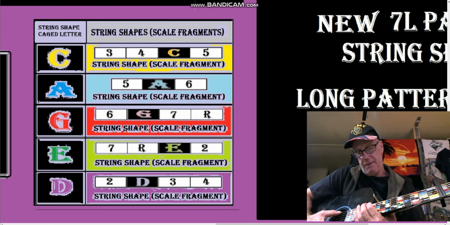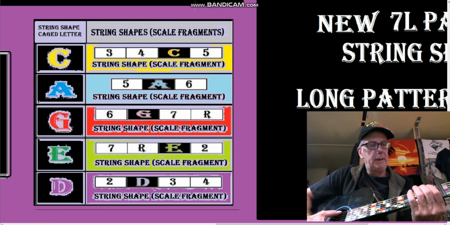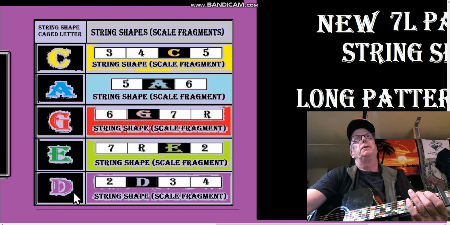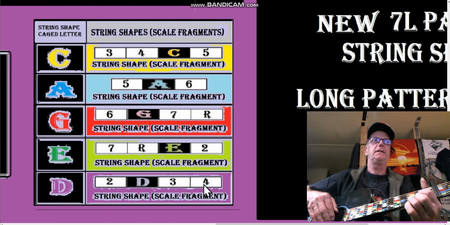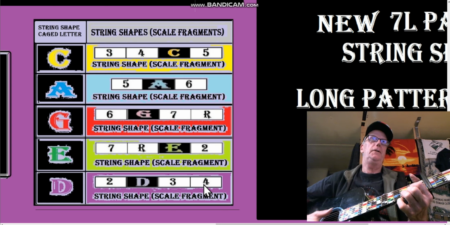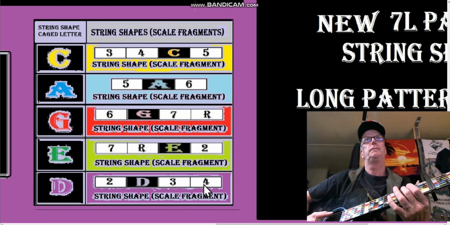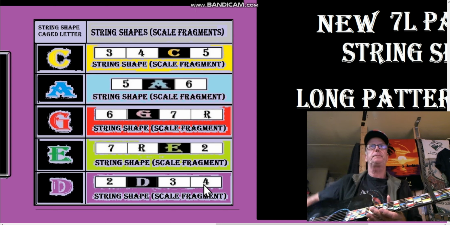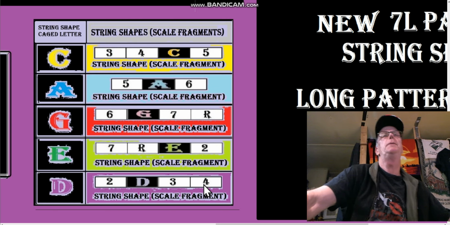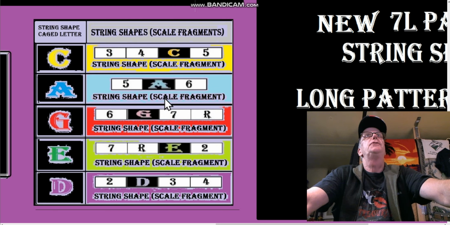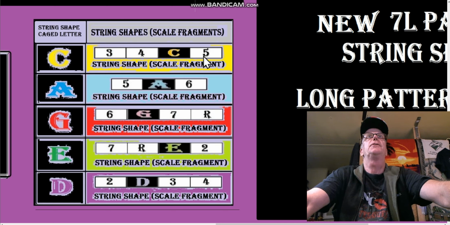That's the E shape, E string shape. And the D string shape, if you play a D up here, the D string, the E becomes the second, so it's 2, 3, 4 in the key of D. That's where the string shapes come from. But the best thing to remember, my friends, is to just remember what these are. The C string shape is the third, the fourth, the fifth of whatever key it is.